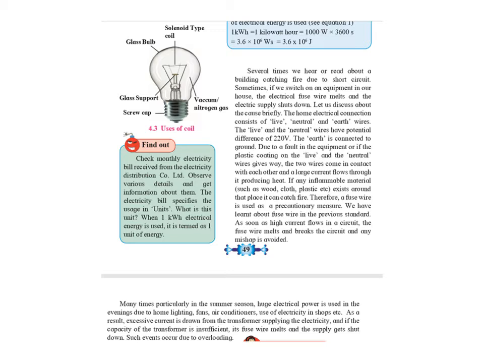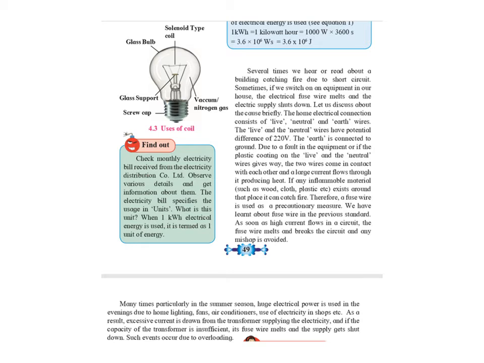The home electrical connections consist of three types of wire. One is called the live wire, the other one is called the neutral wire, and the other one is called the earthing wire. What is the live wire? The live wire is the wire which conducts electric current towards the appliance. What is the neutral wire? The neutral wire completes the circuit, and the potential difference between the live and the neutral wire is 220 volt. 220 volt is usually the potential difference in case of a house or domestic use.